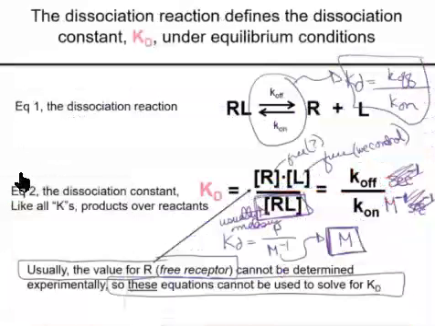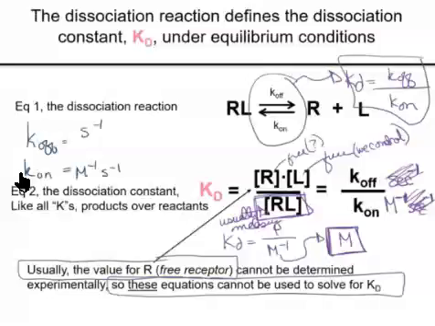And if we look at equation 1 here, the dissociation reaction, we have RL, which is a receptor ligand complex, degrading to give us free receptor and free ligand. And KD is a reduction of these two kinetic constants. It's the rate constant for the breakdown of the complex and the rate constant for formation of the complex. So the units for K off are per second, and the units for K on are per molar per second, because we have a concentration dependence in that second order rate constant.